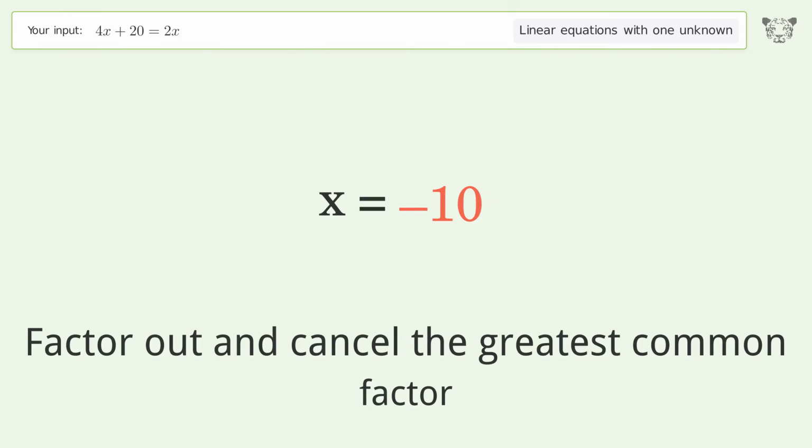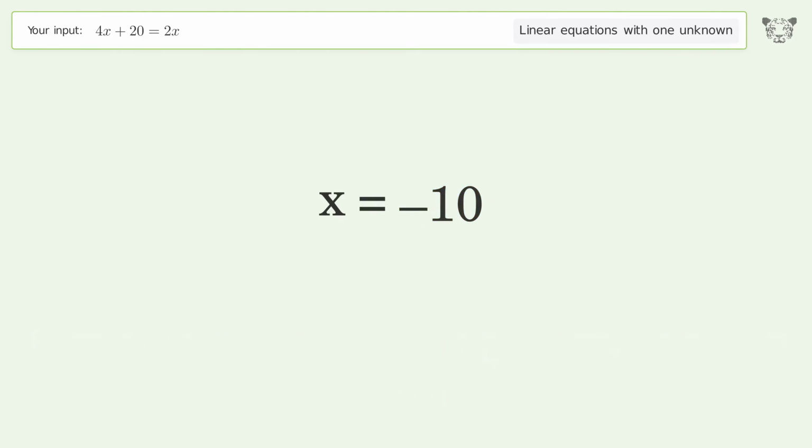And so the final result is x equals -10.